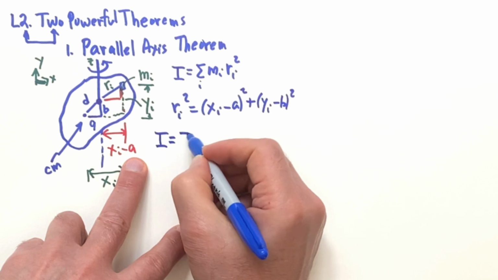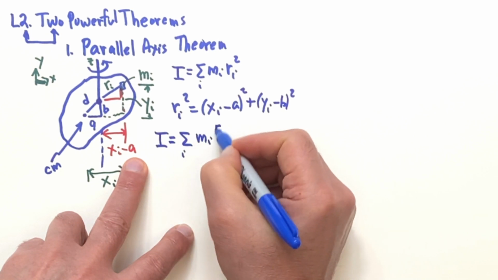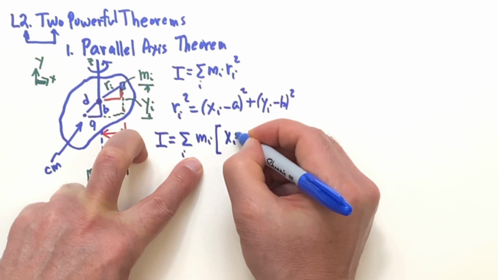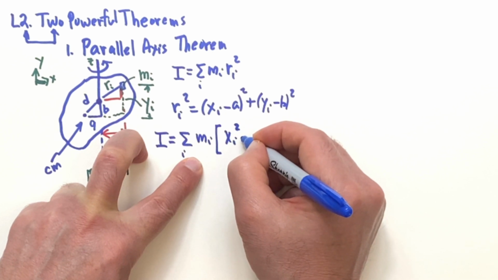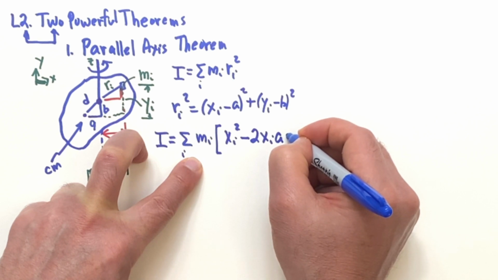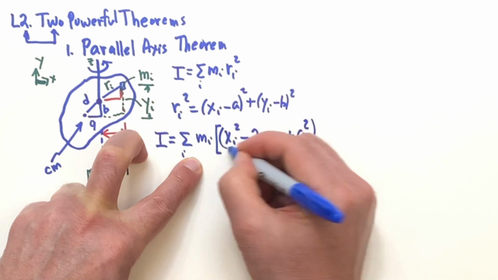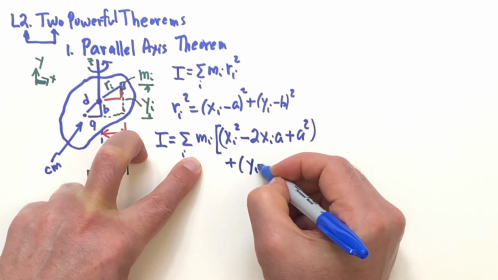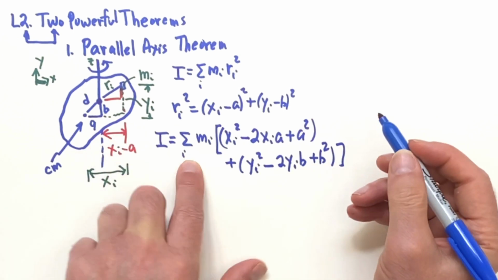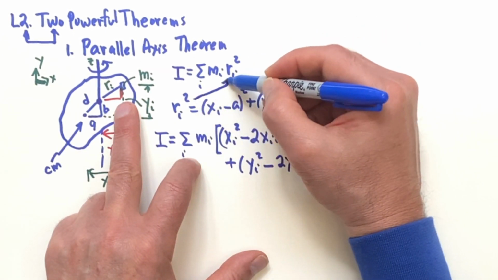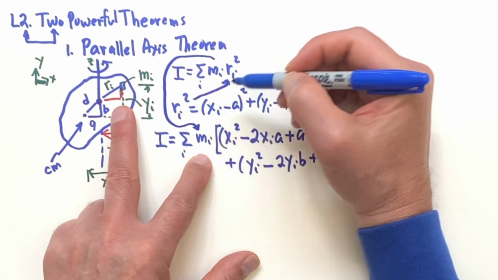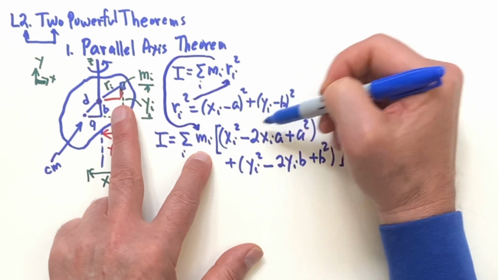So the moment of inertia, we're going to sum these. It's going to be mi times, and you put all this stuff in. And when we put this stuff in here, let's go ahead and square it. xi squared minus 2 xi a, and this is going to be plus a squared. And then plus, we're going to have this one, yi squared minus 2 yi b plus b squared. So what we did there is we put this in here, and this m is there. And then we went ahead and squared it out.